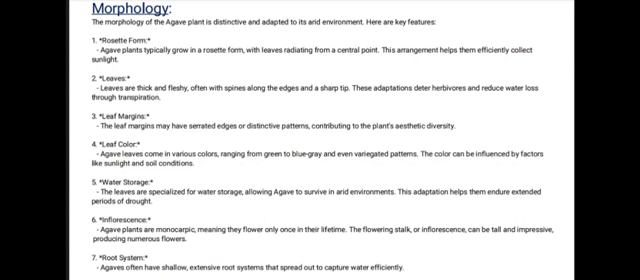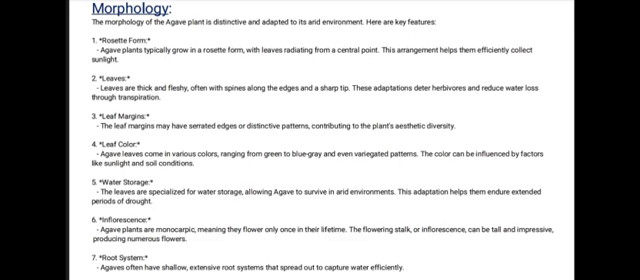Morphologically, the agave plant can be divided into seven types. First is the rosette form, then leaf shape, leaf margin, leaf color, water storage, inflorescence, and root system. In the rosette form, the agave plant typically grows in a rosette with the leaves radiating from a central point. The arrangement helps in efficient collection of sunlight. Now talking about the leaves: leaves are thick and fleshy, often with spines along the edge and a sharp tip. This adaptation deters herbivores and reduces water loss through transpiration.